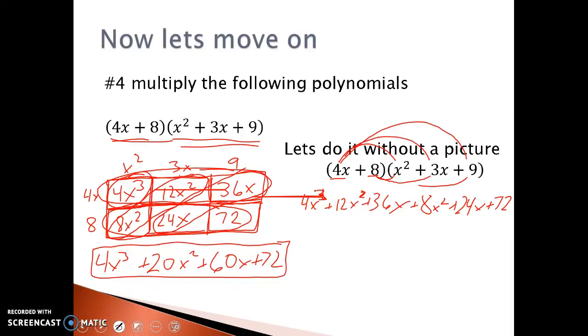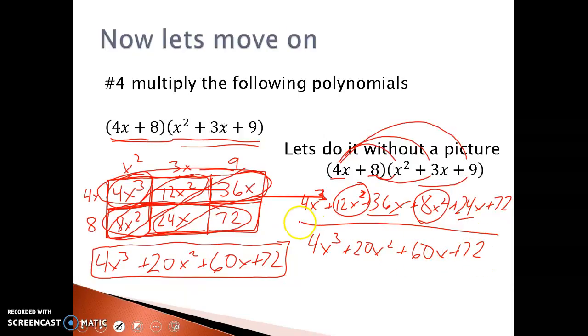So when I combine like terms, I'll have my 4x to the third, 12x squared plus 8x squared, which is 20x squared, and 36x plus 24x, which is 60x, plus my 72. And so you can see I can do this by just using the distributive property, like the double distributive property.